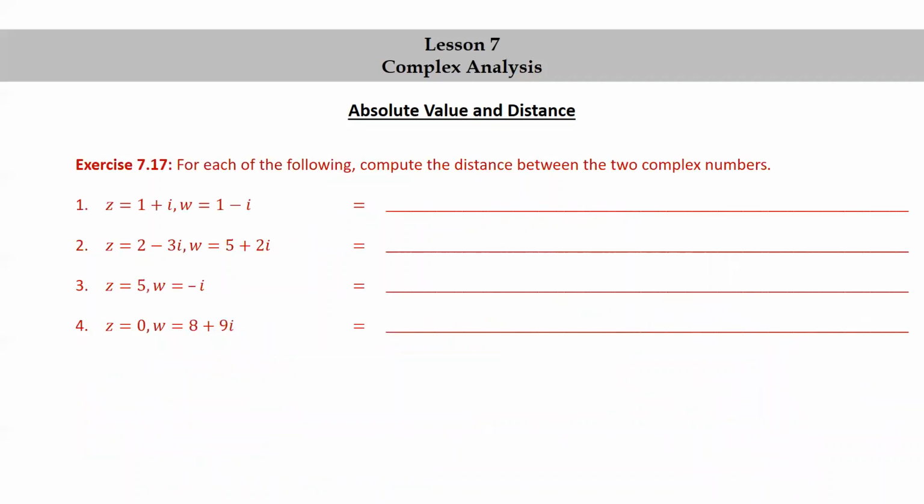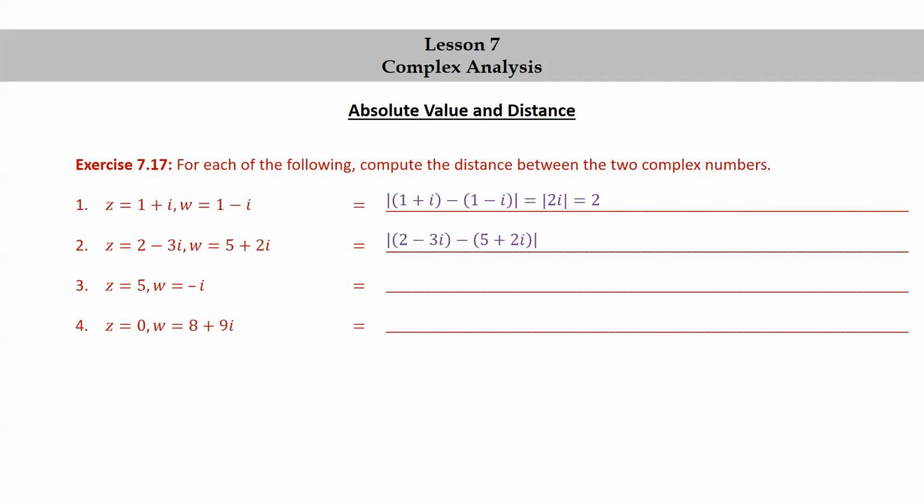Let's try another exercise. For each of the following, compute the distance between the two complex numbers. Go ahead and pause the video, try this exercise yourself, and then resume the video to check your answers against mine. z equals 1 plus i, w equals 1 minus i. The absolute value of 1 plus i minus 1 minus i is the absolute value of 2i, which is 2.